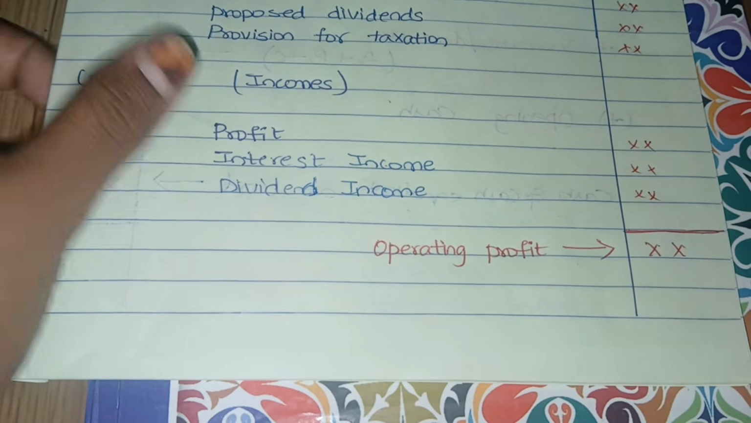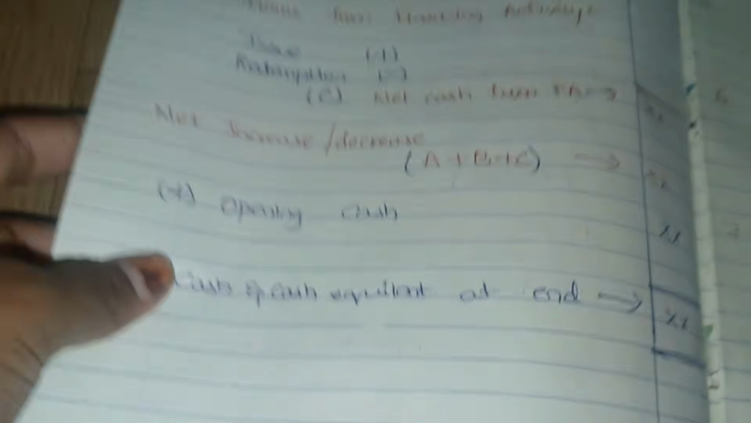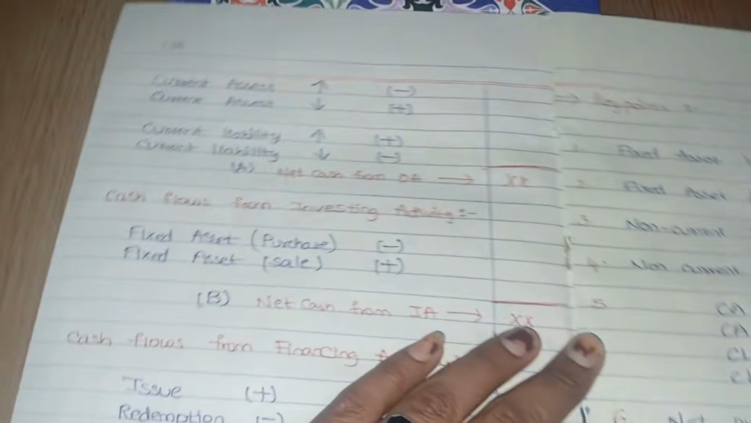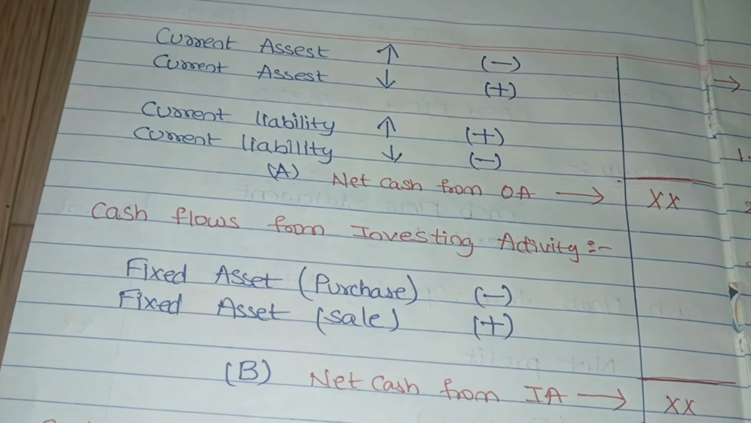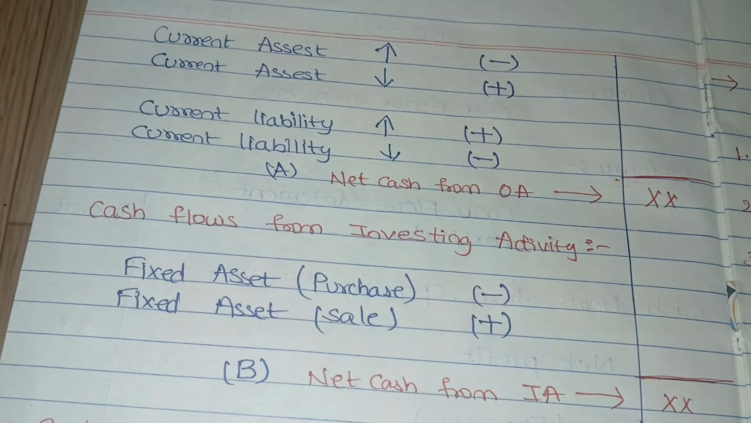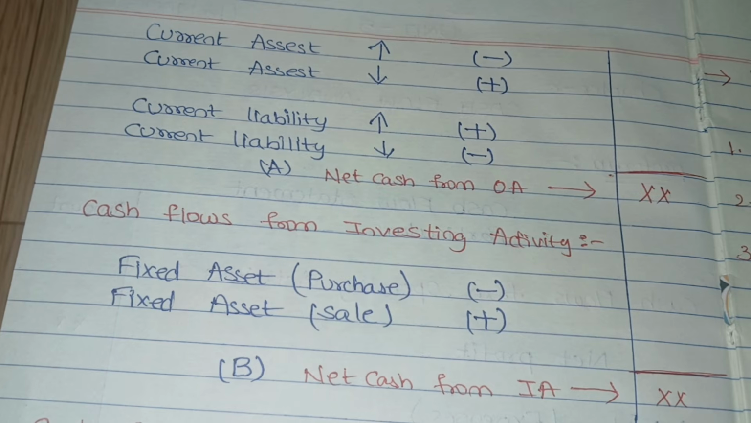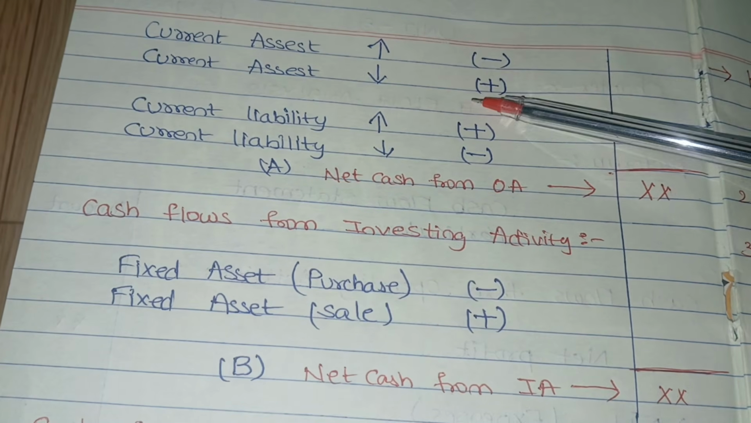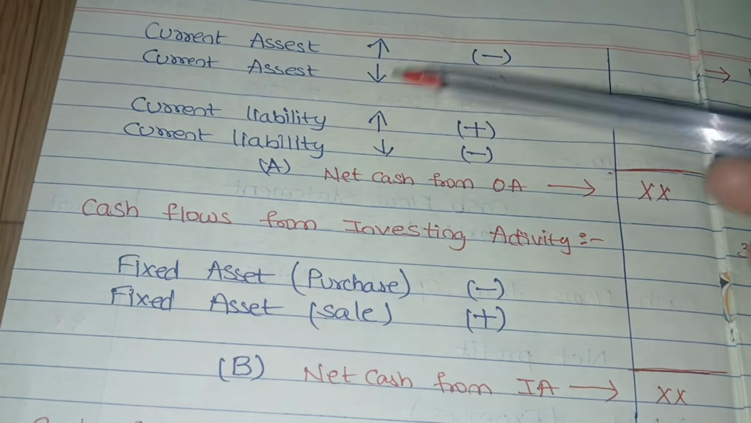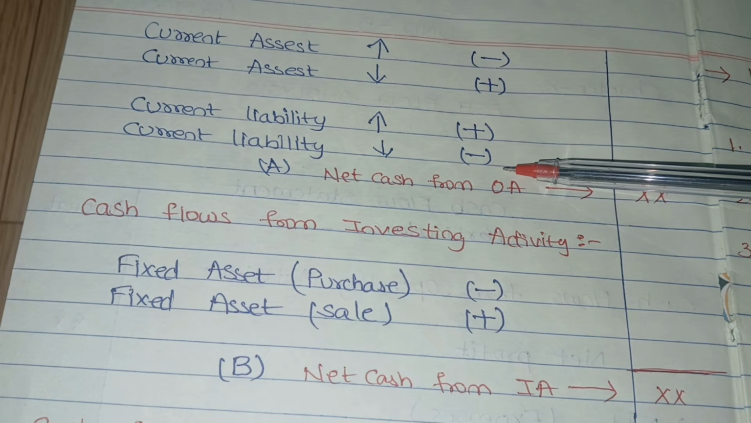Whatever proforma I am showing in this video, this proforma is fixed. Whatever problematic question you attempt from the cash flow statement, it is fixed. After operating profit you need to find out the current assets and current liabilities. If current assets are increasing compared to the previous year, we need to subtract that amount. If current assets are decreasing, add. If current liabilities are increasing, add. If current liabilities are decreasing, we need to subtract.